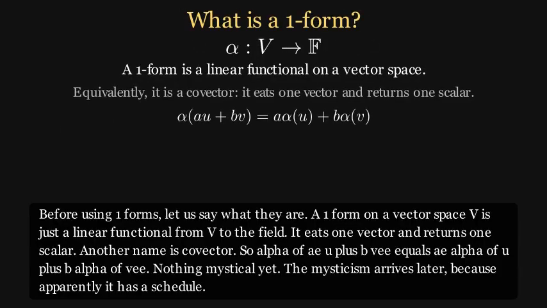Before using one forms, let us say what they are. A one form on a vector space V is just a linear functional from V to the field. It eats one vector and returns one scalar. Another name is covector. So alpha of aU plus bV equals a alpha of U plus b alpha of V. Nothing mystical yet. The mysticism arrives later, because apparently it has a schedule.